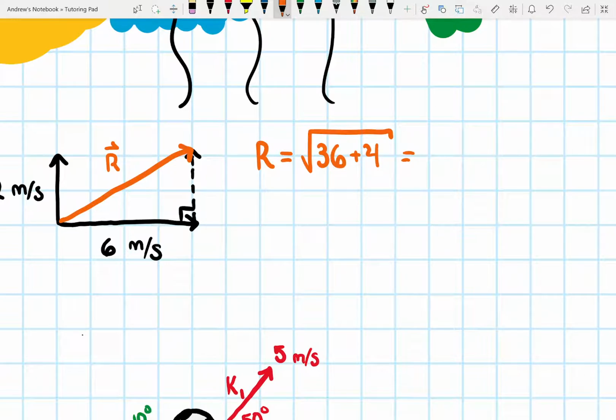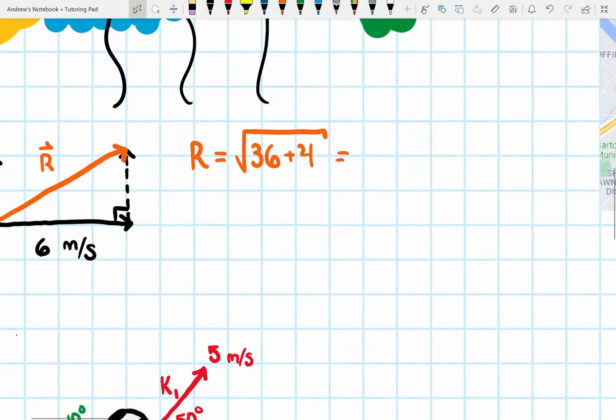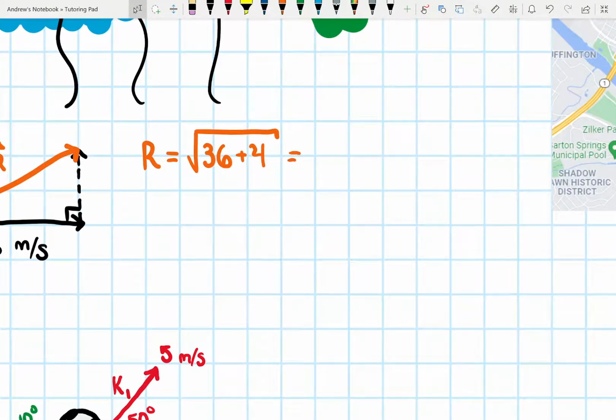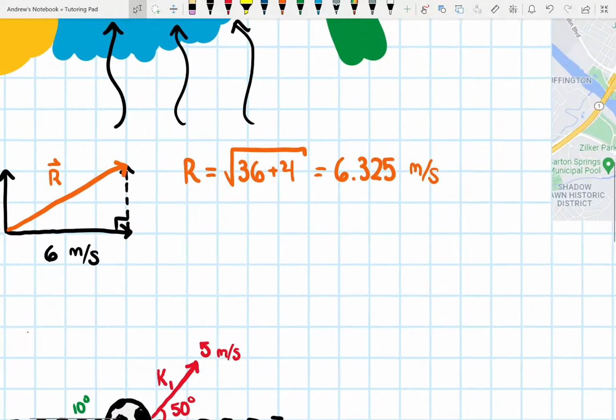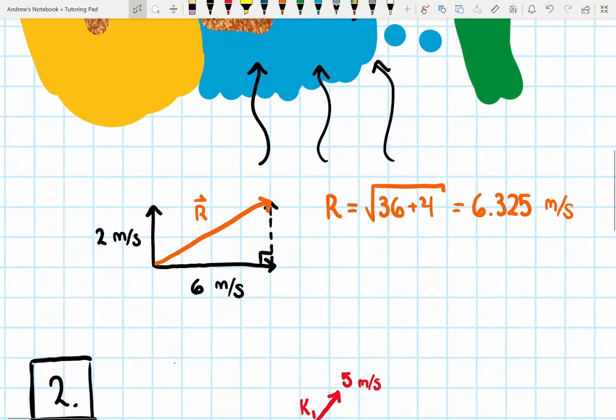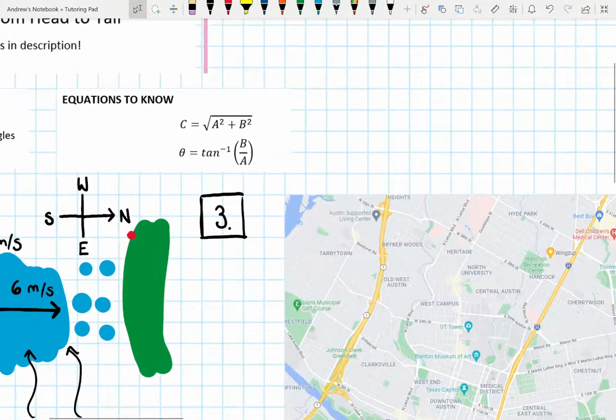And what you get is the square root of 40, which is, I'll give you a minute. If you want to pause, you can while you run it through your calculator. And we're back, and what we get is 6.325 meters per second. Now, this tells us the magnitude of it, but we still don't really have a concrete value for the direction. So let's go ahead and find that, shall we?